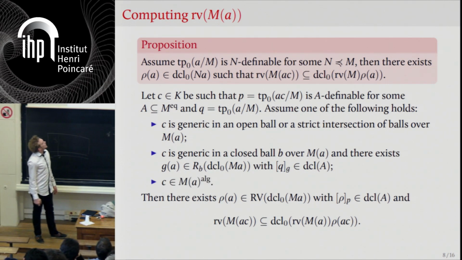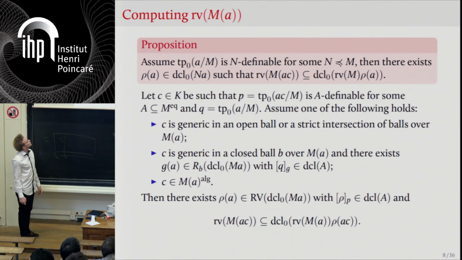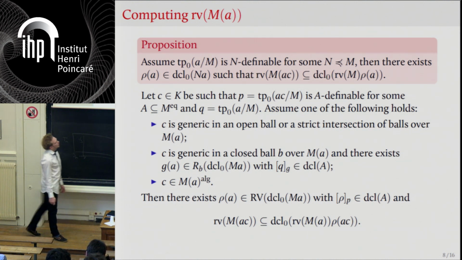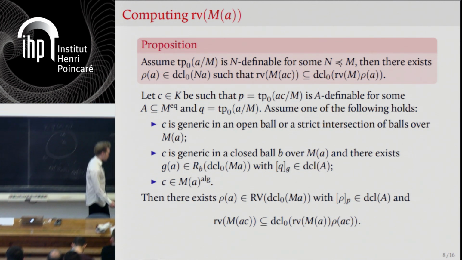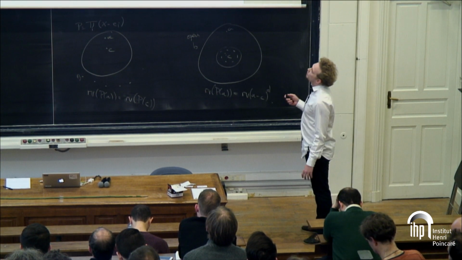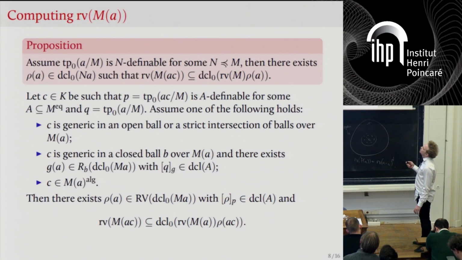And finally, I can also do it if C is algebraic. So remember, here I'm cheating a little, because if C is algebraic over MA, since that type is n-definable, it's really algebraic over NA. OK, so this is probably the main technical result that's going to help us do everything else, which is that even for n-ary types, at least over models, we can complete them, at least we can compute their RV.